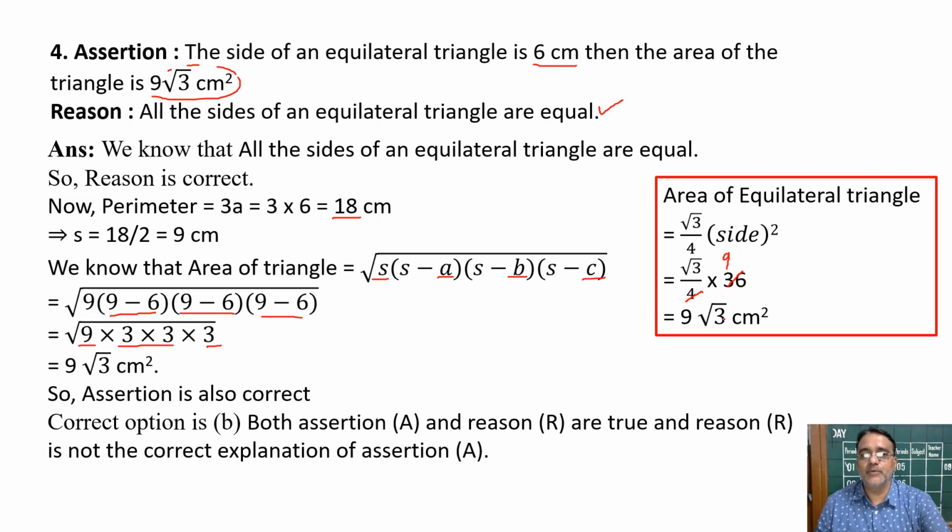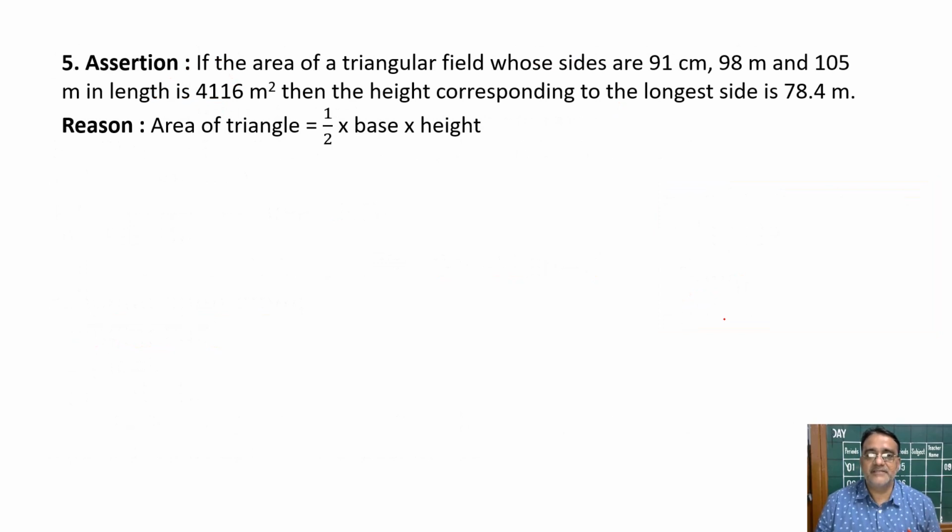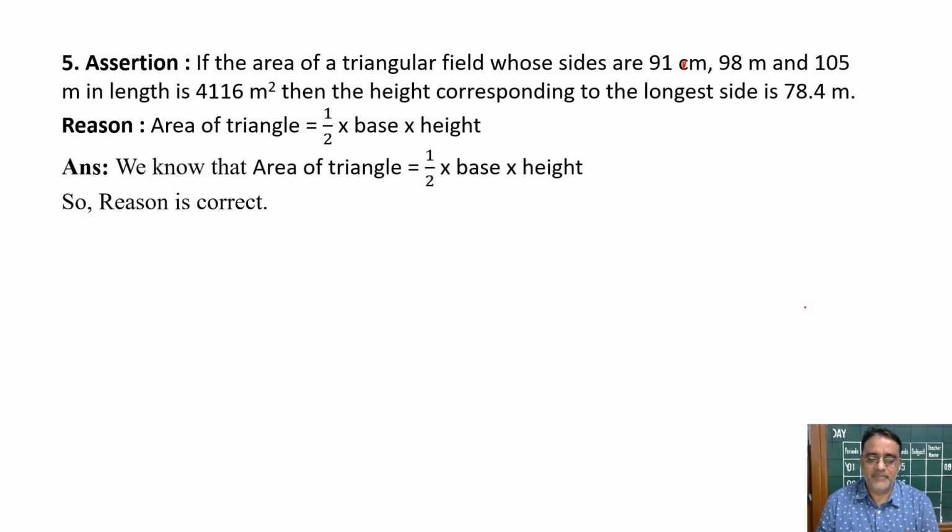Okay, so now we are moving towards question number 5. The area of a triangular field whose sides are 91 meter, 98 meter, and 105 meter in length is 4,116 meters square, then the height corresponding to the longest side is 78.4 meter. And the reason is given: area of triangle is equal to half into base into height. Right. So whether the formula is correct? Yes, sir. Right. So the reason is correct. Now for the assertion, which is the longest side here?